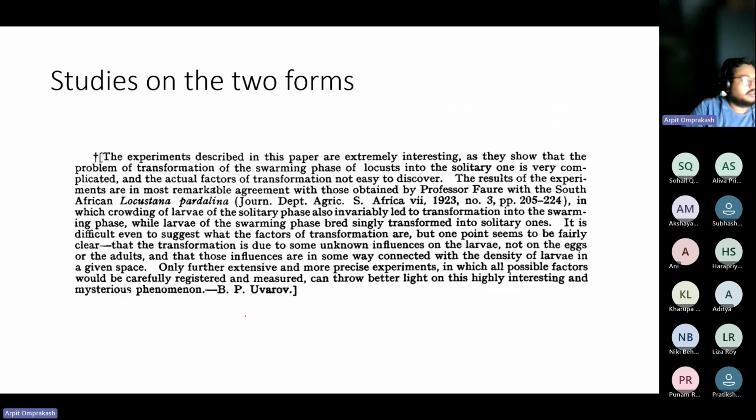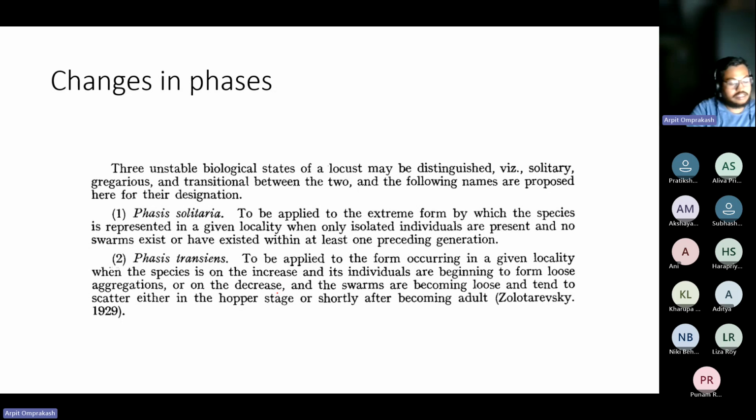Then this guy, VP Uvarov, was the first one to characterize all these states. He found three unstable biological states of a locust. The first is phasis solitaria, the solitary phase, which is the extreme form by which the species is represented in a given locality when only isolated individuals are present and no swarms exist or have existed in at least one preceding generation.